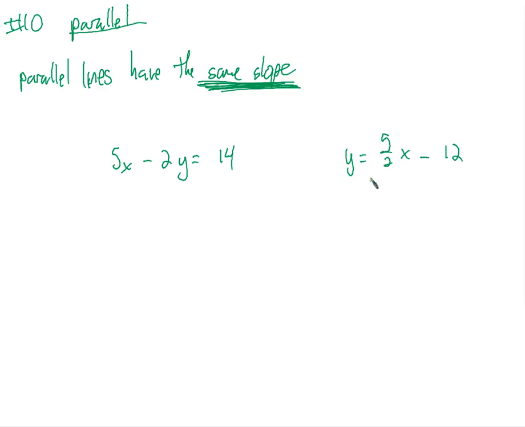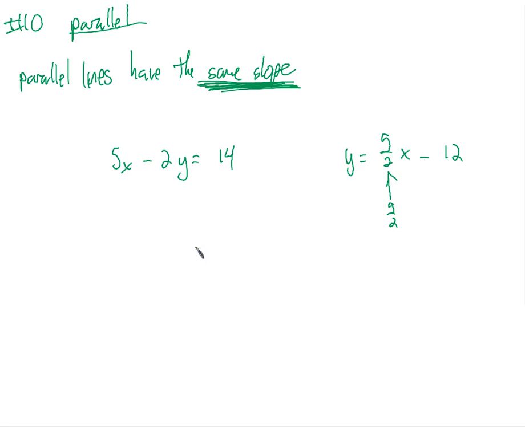So this one's already in slope-intercept form, so we can see the slope is 5 halves. So if this one has a slope of 5 halves, they're parallel. And if it doesn't, they're not. Okay. So find the slope of this graph. Well, how do we find the slope of this graph? Lots of different ways. At least two different ways that I can think of. We could find two solutions, two points on the graph, and find the slope between those two. Okay. We could put it in slope-intercept form, and there's the slope right there.